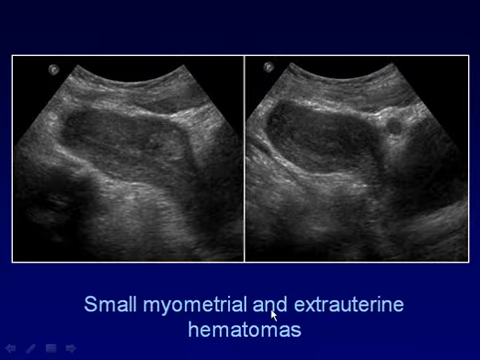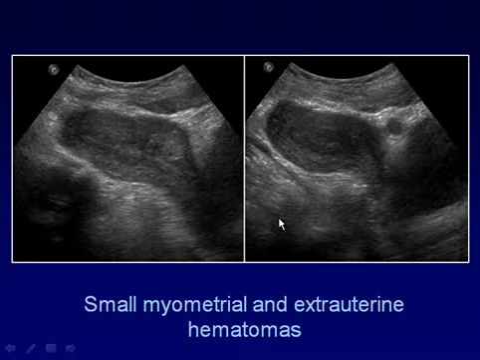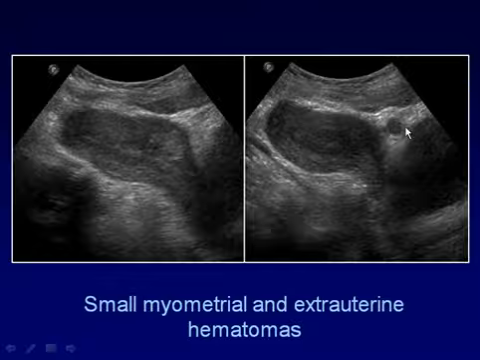Small myometrial and extrauterine hematomas are shown in these 2 sagittal views after cesarean section. The fundus of the uterus is here, and there's a small echogenic hematoma in the myometrium, exactly where the incision was made, and a small component outside in the adjacent fat. Here's the bladder. So the same process.